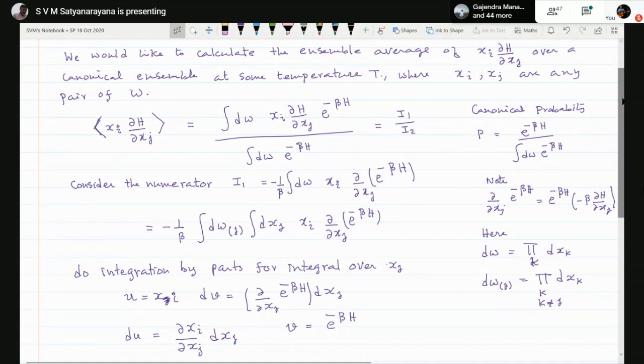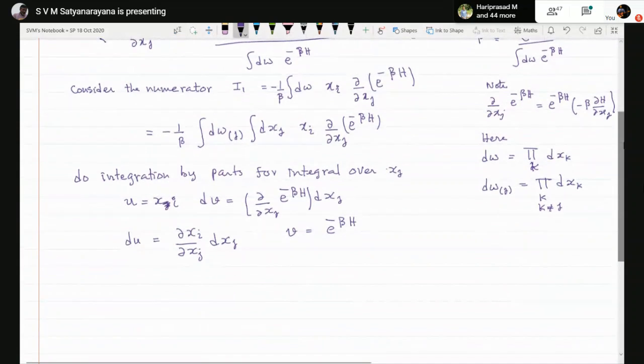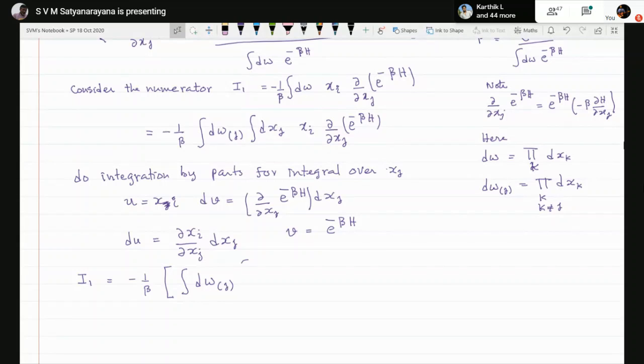So our integral I1 can be written as minus 1 over beta, integral over d omega of j, and then there are two terms. The first term is xi into e to the minus beta h, evaluated between some lower limit and some upper limit for xj, so these are the boundary values, minus integral dxj into dou xi by dou xj into e to the minus beta h.